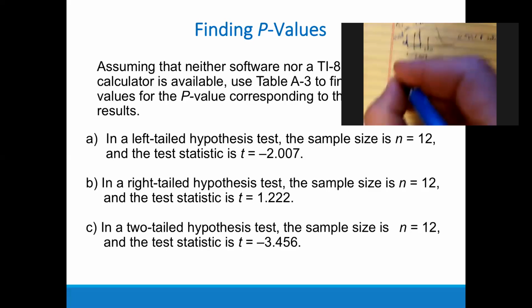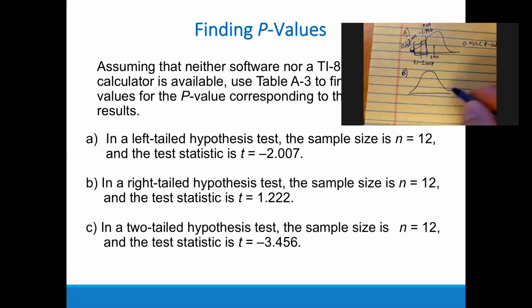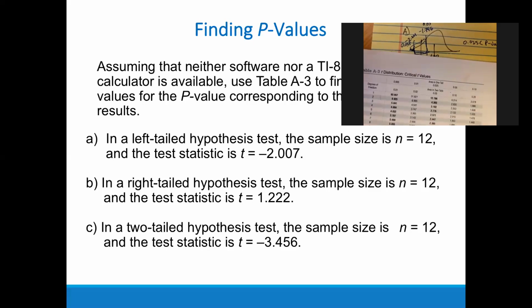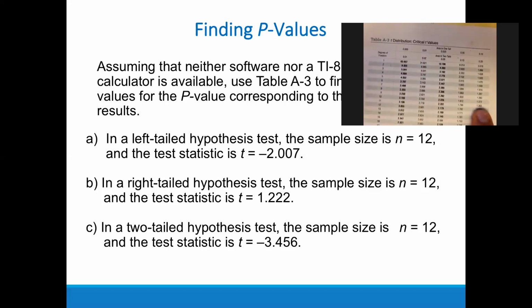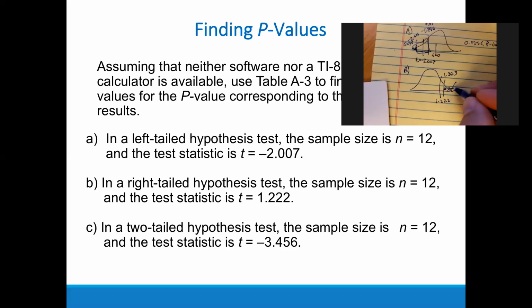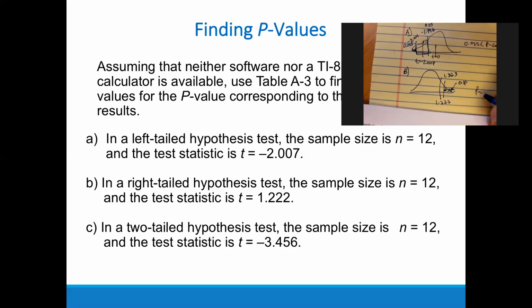Now, if we go to B, so B, we sketch it out. It's a right-tailed test, and we have 1.22. And if you were to look at your table again, with 11 degrees of freedom, we see 1.363 is right here, and that would correspond to an area of 0.10 in the tail, which in other words means the p-value is greater than 0.1.